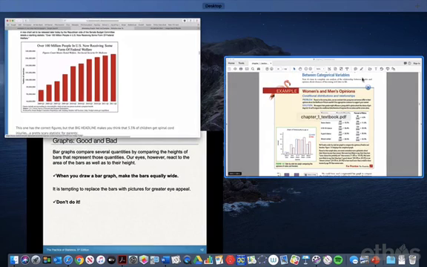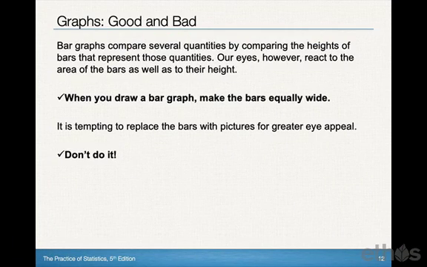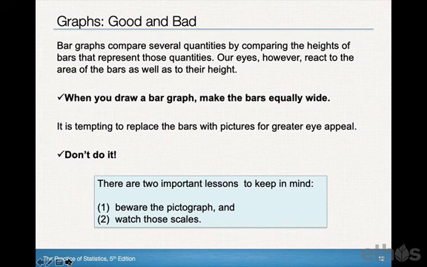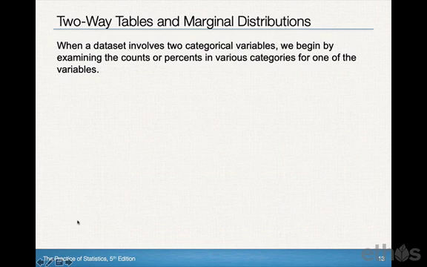So make sure you're avoiding these problems with badly drawn graphs. And the don't-do-it comment is about pictographs. All right, one other comment we want to make is about scales. Make sure the scales go down to 0, and you'll be able to make graphs that people can use with appropriate proportions. Okay, we're going to get into two-way tables and talk about marginal and conditional distributions.